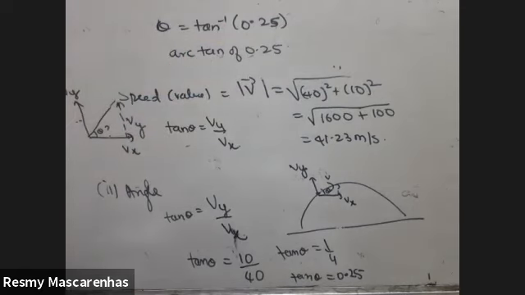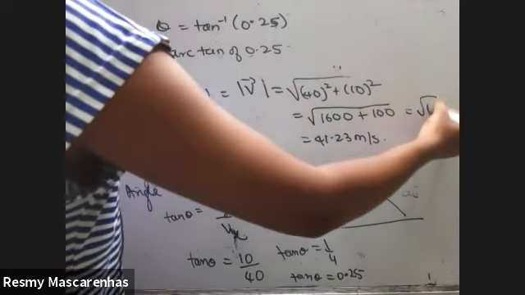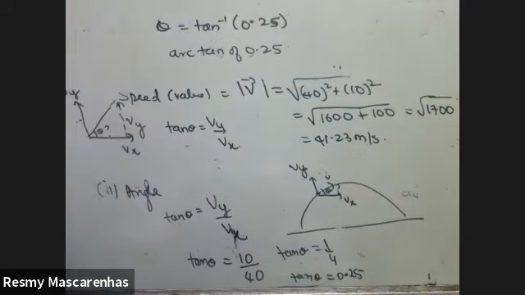Miss, how are we getting 41.23? Square root of 1700. It is the square root of 1600 plus 100, so square root of 1700. Understood? Yes, Miss.